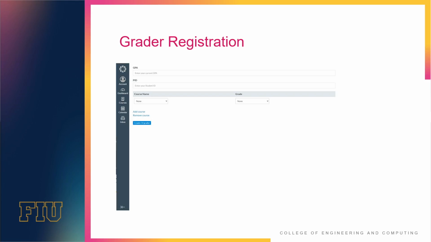For GPA and SID, please fill them out accordingly. The course name section is a drop-down where you can select the course prerequisites you have taken that are needed to grade papers in the class you would like to apply to. The grade section is per each course, where you click on the drop-down for what grade you have received. If it matches the course's prerequisites, your application will be sent to the teacher, and that is all.